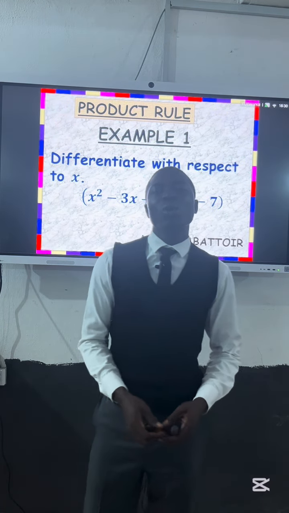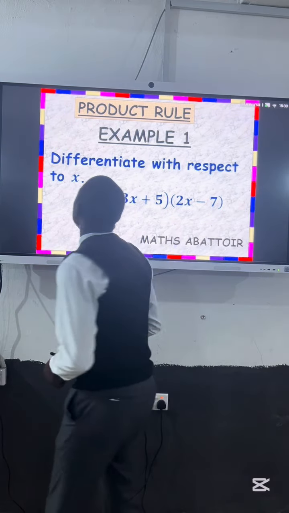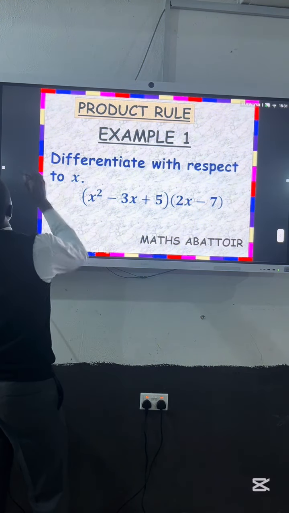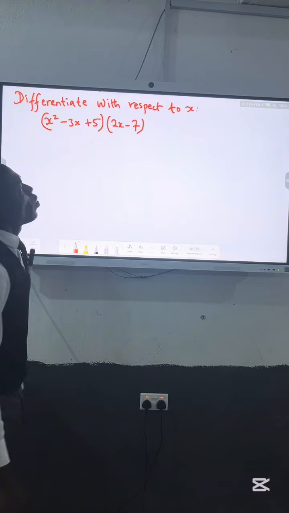Today we want to look at how we can differentiate functions using the product rule of differentiation. Okay. Look at the question. Differentiate with respect to x.